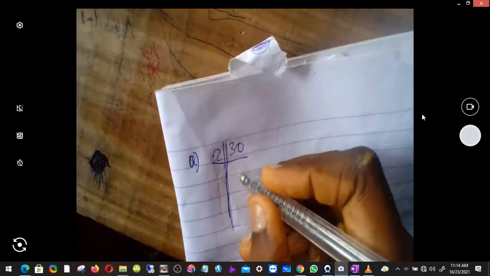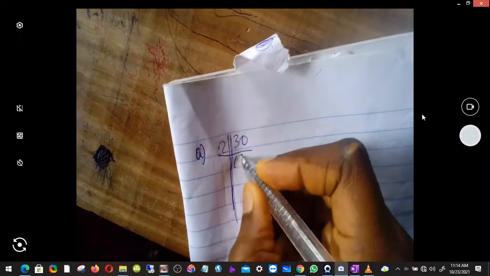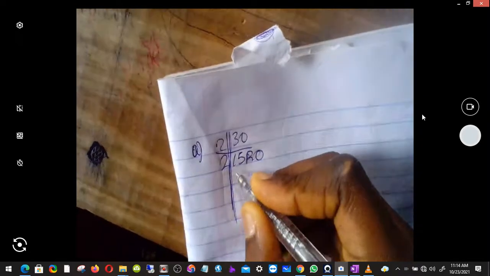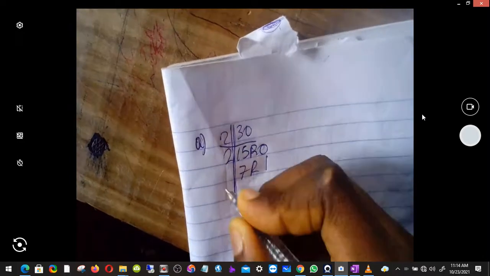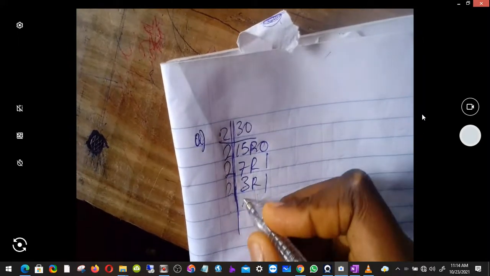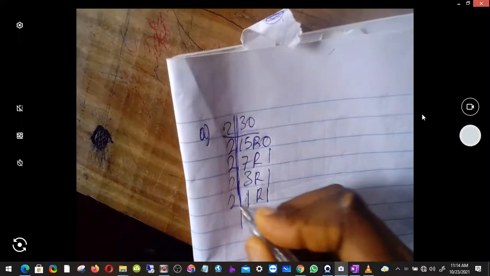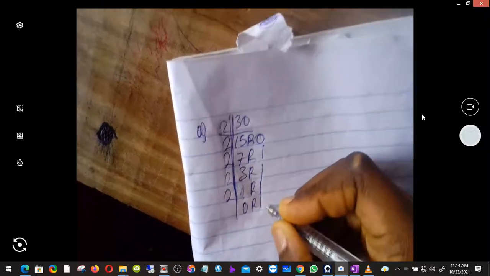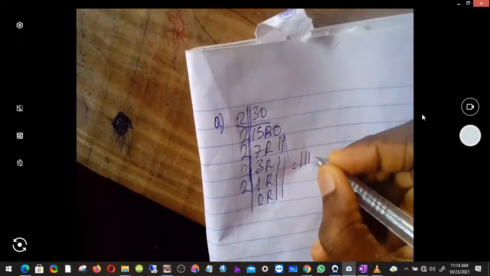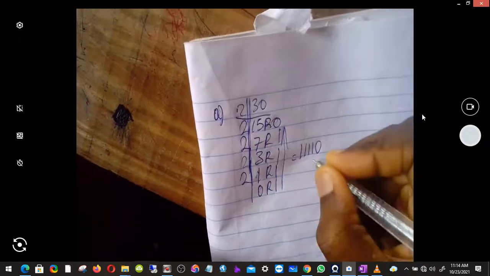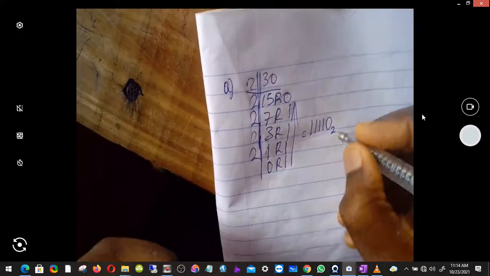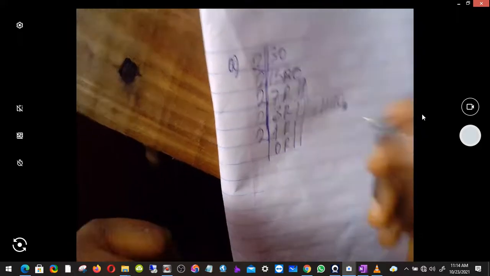When we change it to base 2, we divide by 2 all through. So we get 2 into 30, 15, remainder 0. And 2 into 15, 7, remainder 1. And 2 into 7, 3, remainder 1. And then 2 into 3, 1, remainder 1. Then 2 into 1, 0, remainder 1. So what's the number, everybody? 1, 1, 1, 1, 0. Your base, please. Okay, roll it up for Carol.